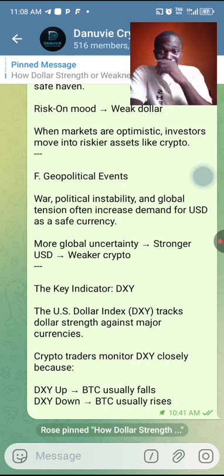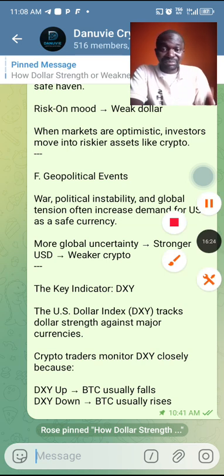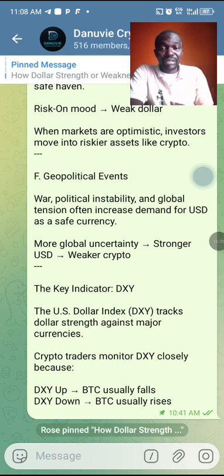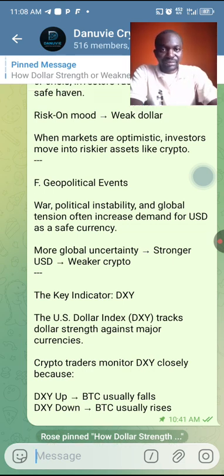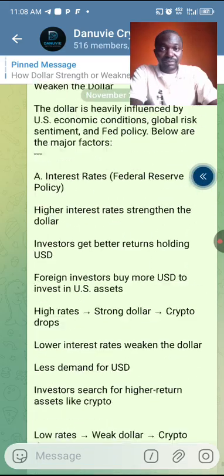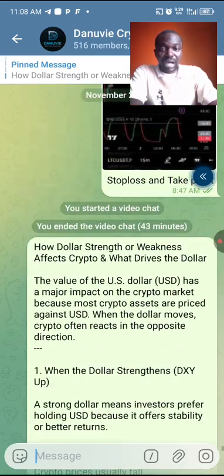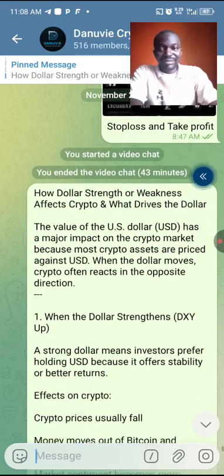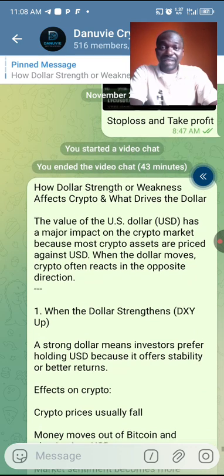So the US dollar index tracks dollar strength against the major currencies. Exactly. So crypto traders monitor DXY closely, because DXY up, cryptocurrency down, and DXY down, cryptocurrency up. So I believe this is the end of this topic for today. This is how the dollar strengthens or weakens and what affects and drives the dollar.